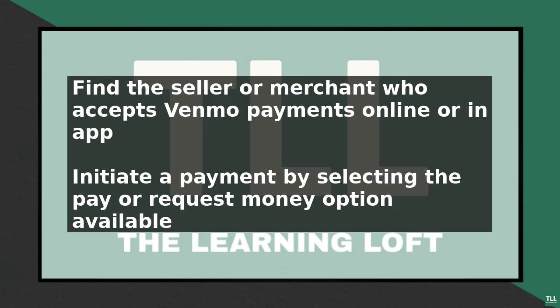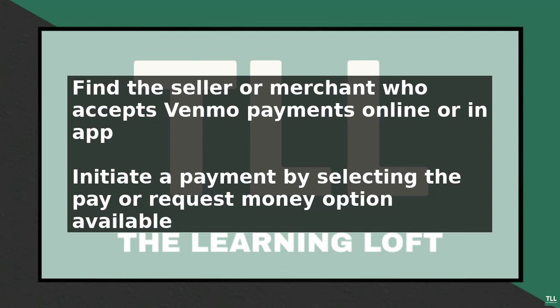To buy goods or services using Venmo, you need to find the seller or merchant who accepts Venmo payments. You can do this by searching for the seller in the Venmo app or by using the Pay with Venmo feature on the seller's website or app. Once you have found the seller, you can initiate a payment by selecting the Pay or Request Money option.